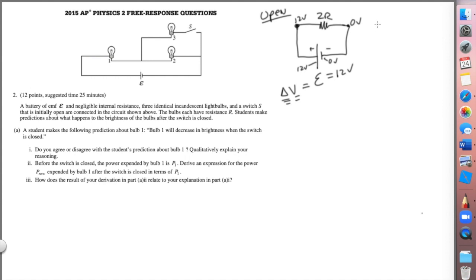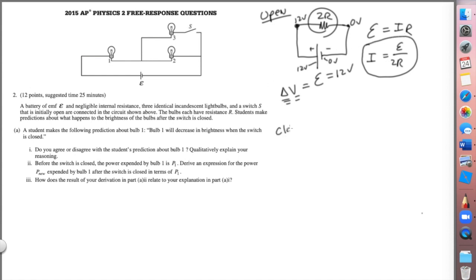So using Ohm's law, voltage equals IR. The current here is going to be voltage over the total resistance, and the total resistance is 2R. So this is our current when the switch is open. Let's just circle that.